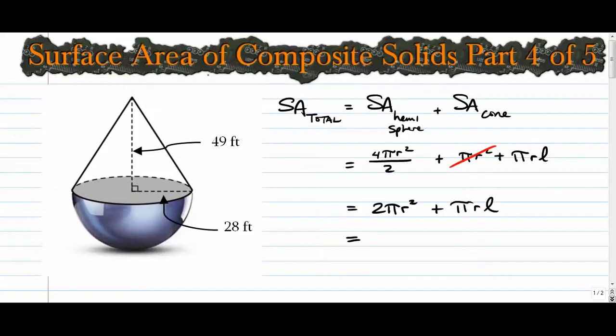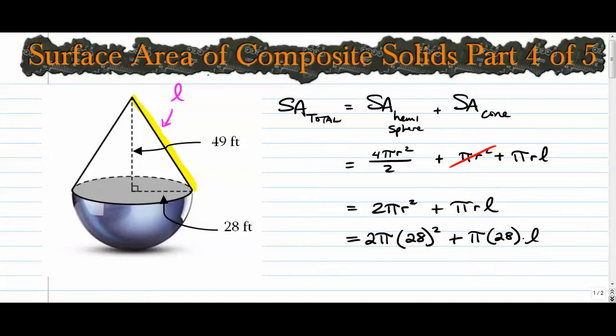So let us put in what we know. We know that the radius is 28. But we do not know the slant height. Remember, the slant height is this measurement right here. It goes down the edge of the cone, if you will, down the slanted part. So our job is to find out what that is.